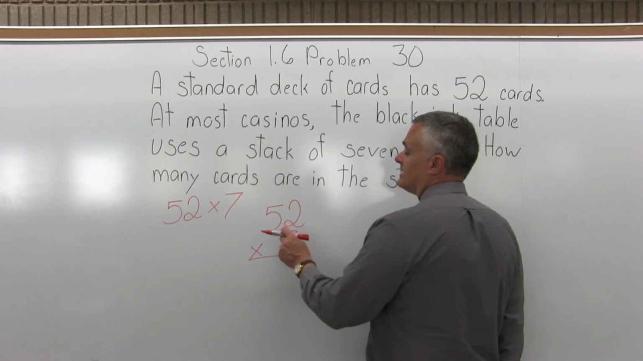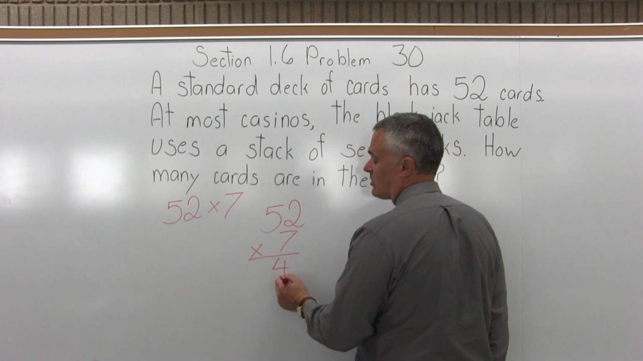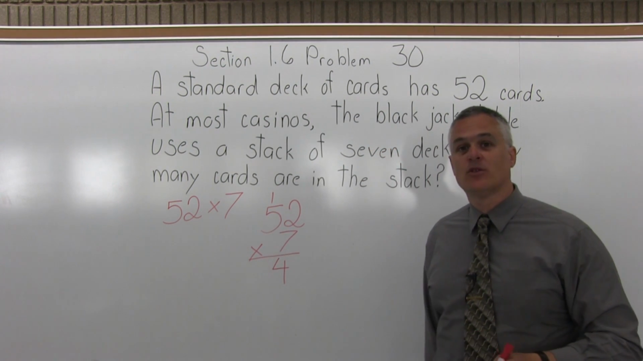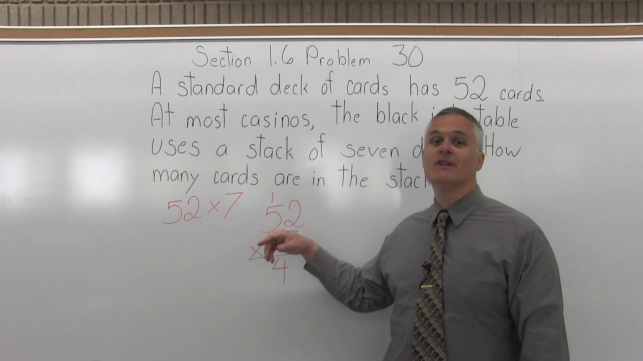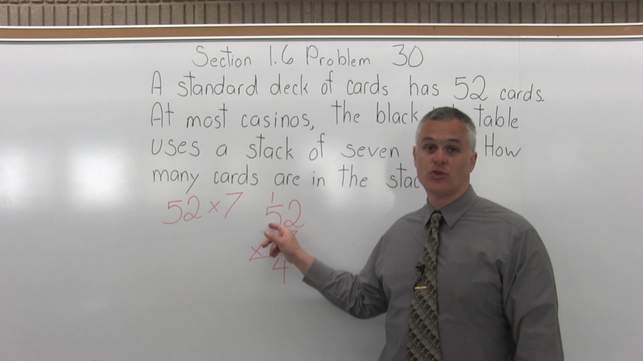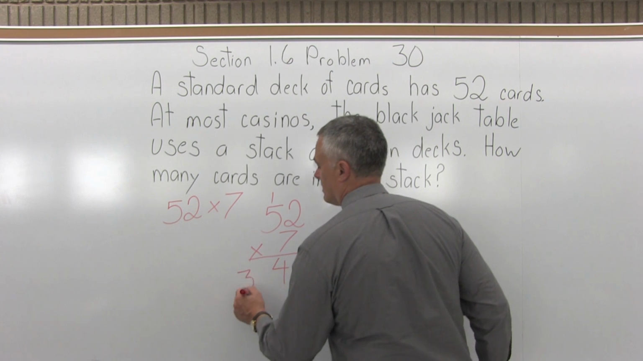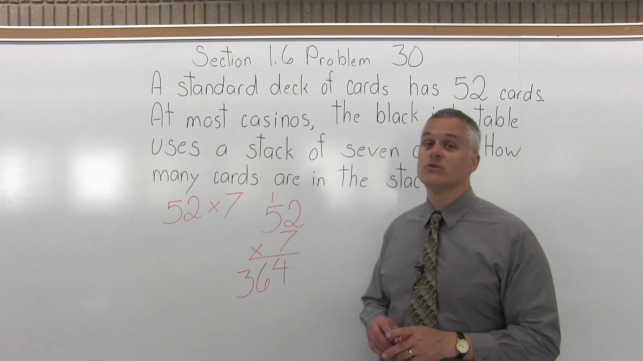Now 7 times 2 is 14, so I put the 4 from the 14 under the column where I'm multiplying. Take the 1 from the 14, carry it to the top of the next column, and then I will multiply 7 times 5 and add the 1 that I carried. 7 times 5 is 35, then 35 plus the 1 that I carried is 36. So the answer is 364.